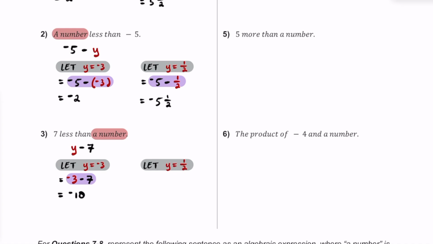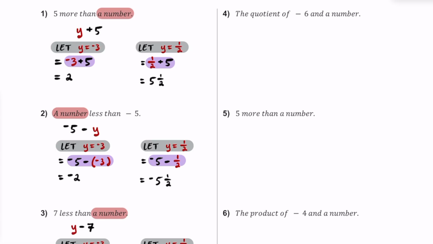Now, what if y is 1/2? Well, if y is 1/2, we're going to have 1/2 substituted in for y. Let's take away 7 from that. So we have 1/2 minus 7. That's going to go into the negatives, right? So 1/2 minus 7, that should be -6.5. So I'm going to write -6 and 1/2. That would be the value of the expression if y was equal to 1/2.